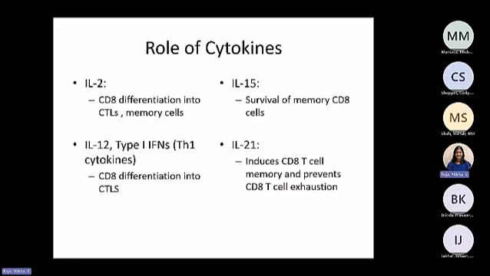Some of the cytokines important for CD8 cells are IL-2, IL-12, type 1 interferons, and also IL-15 and IL-21. So IL-2 helps in differentiation of CD8 cells into CTLs, effector CTLs, or memory cells. Same thing for IL-12 and type 1 interferons. IL-15 helps in survival of the memory CD8 cells, and IL-21 also induces CD8 T cell memory and prevents the exhaustion of these CD8 T cells.